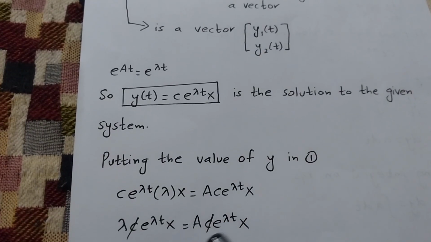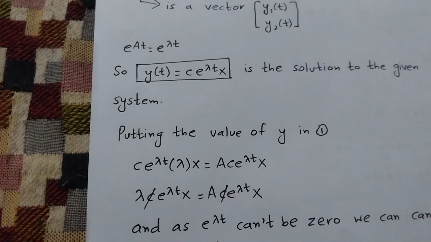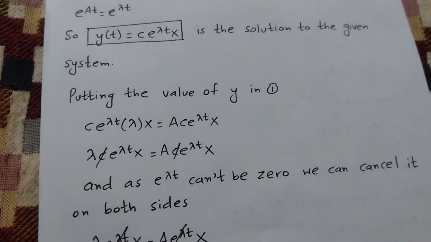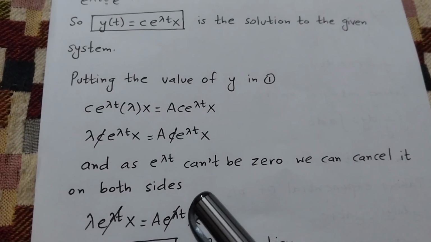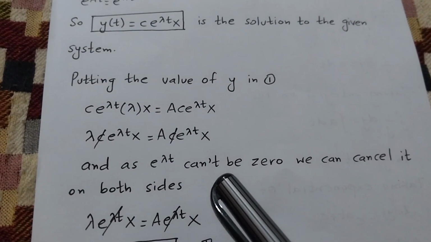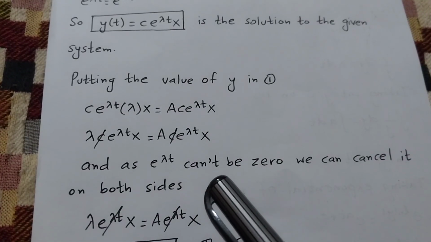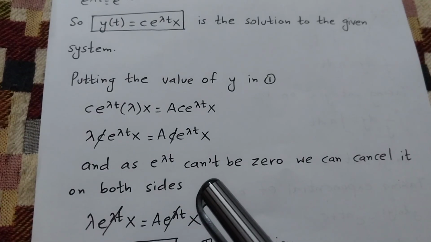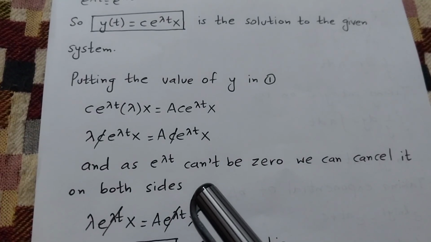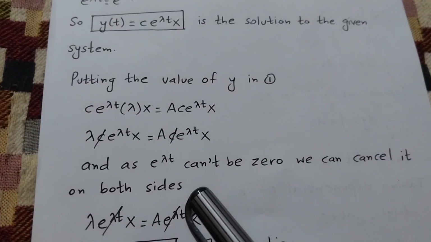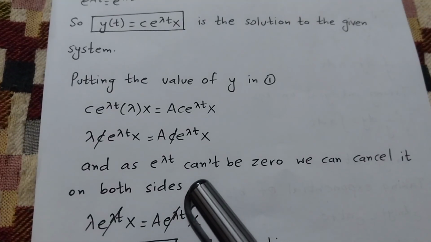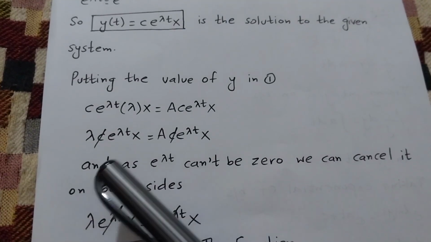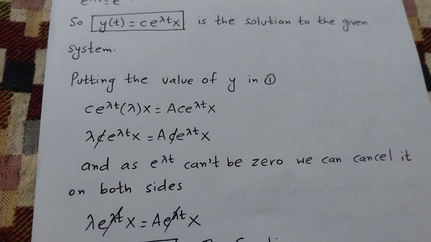So this constant can be cancelled on both sides, and we can also cancel e raised to power lambda t on both sides, because e raised to power lambda t can't be 0. We know that from its curve. Basically e raised to some value can't be 0, because e is a positive number, and no matter what power you raise it to, it'll give you a positive answer. It can never be 0. So we can cancel these e raised to power lambda t terms on both sides.